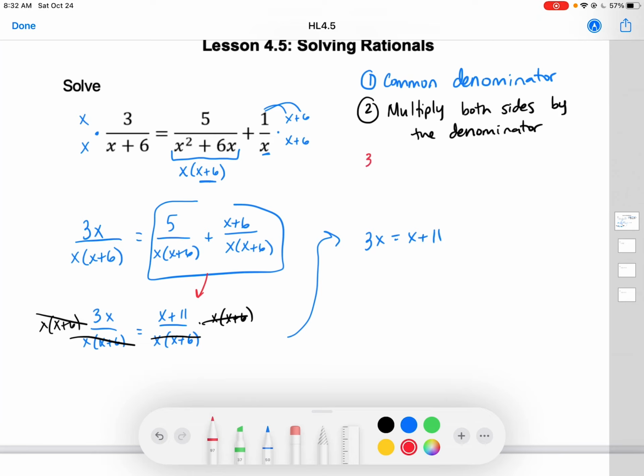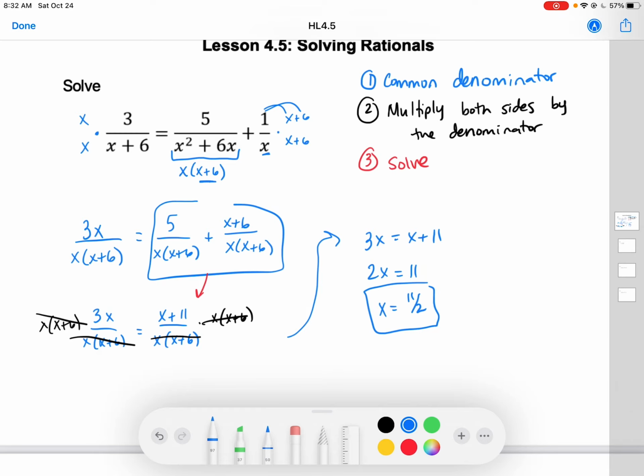So then your next step is literally just solve. You know how to solve. So I subtract x, so I have 2x equals 11. And then I divide by 2, so x equals 11 over 2.